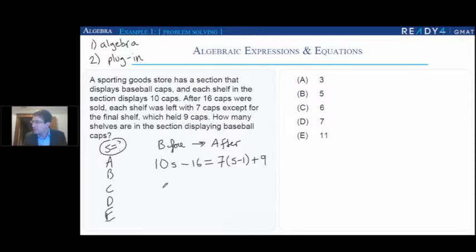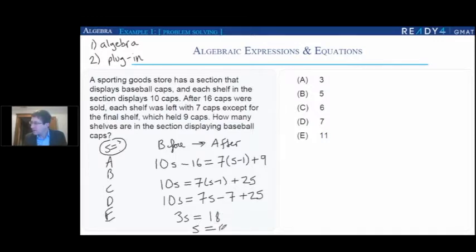I don't want to spend too much time on this, but maybe 7 times S minus 1, and then plus 9 minus 16, so 10S equals 7S minus 7 plus 25. That'll be 3S equal to 18. And then finally, S will be equal to 6. And 6 is the correct target. C is the correct answer.